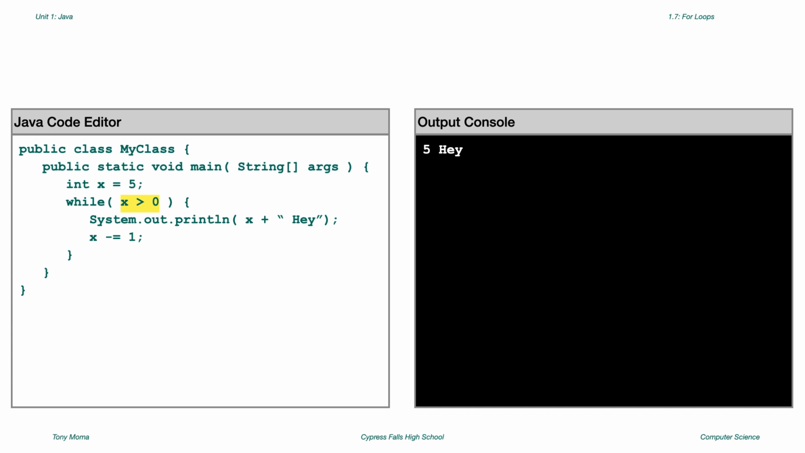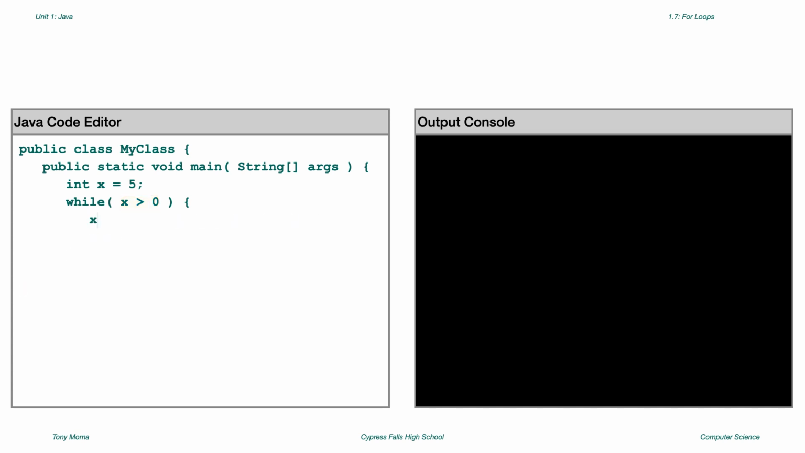We come back up to the top of the while loop, the loop condition. 4 is greater than 0. Thus, we come back in the while loop. 4, hey gets printed out. x gets decreased again. Now x is equal to 3. Looping condition, still true. And thus, the process continues to repeat itself. 3 hey gets printed out. Then in the next iteration, 2 hey gets printed out. Then in the next iteration, 1 hey gets printed out. It's not until x equals 0 that the looping condition finally becomes false, thus completing the while loop.